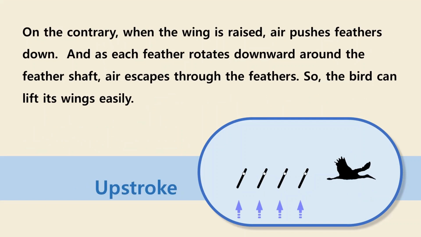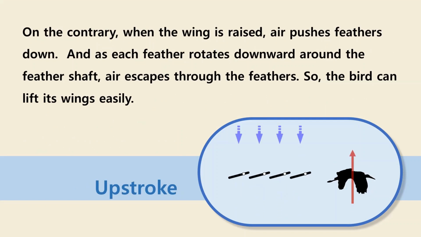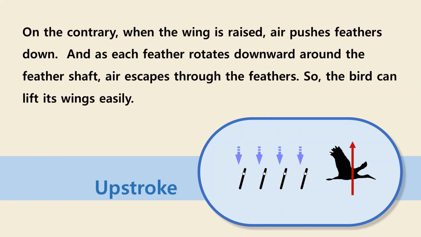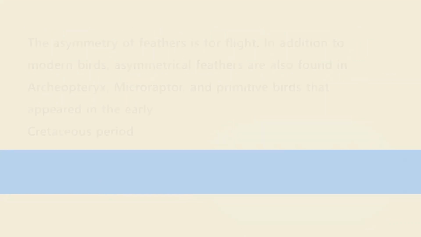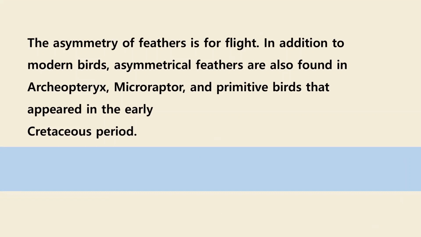On the contrary, when the wing is raised, air pushes feathers down. And as each feather rotates downward around the feather shaft, air escapes through the feathers. So the bird can lift its wings easily. The asymmetry of feathers is for flight.